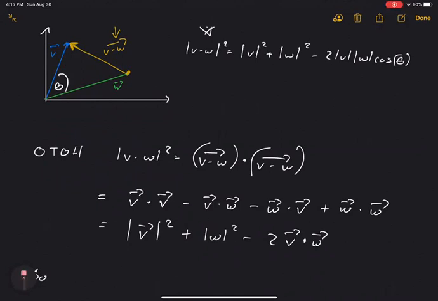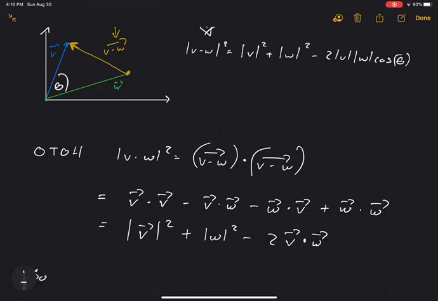If you're good with these properties, you know that if I have a plus b dot c, that's the same as a dot c plus b dot c. That's essentially what we're doing here. Think about this as like foiling. It's really pretty much the exact same as foiling.